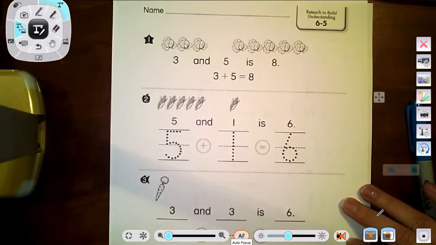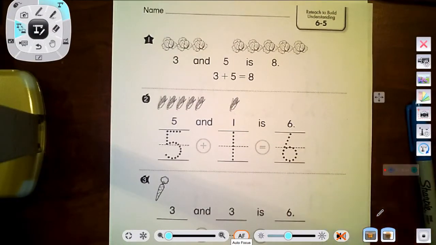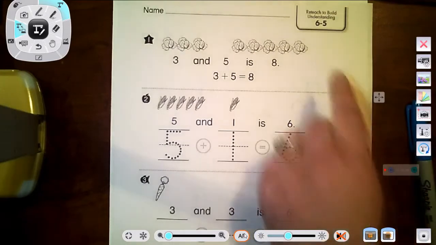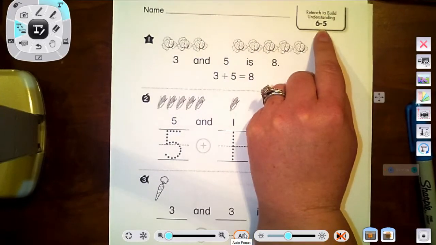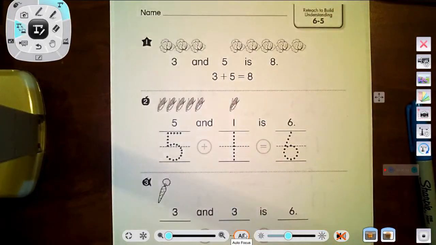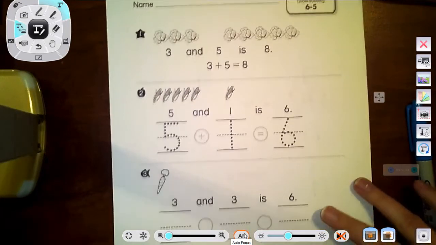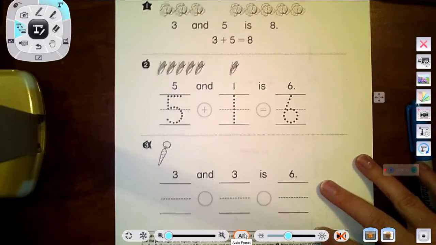Boys and girls, this is the first page of your math for today. It is your reteaching page 6-5. So make sure you have this in front of you and we will get started.